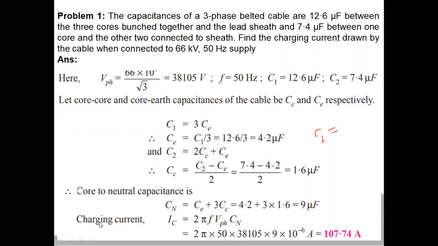So the charging current will be IC is equal to 2 pi f V phase into CN, and all the values, frequency, V phase and CN, are known. So you can calculate the charging current by simply substituting them. Then you will get the value of 107.74 amperes. This is the charging current flowing through the belted cable. This charging current is also a per phase value, right? Because here all the values, V phase and CN, are per phase values.